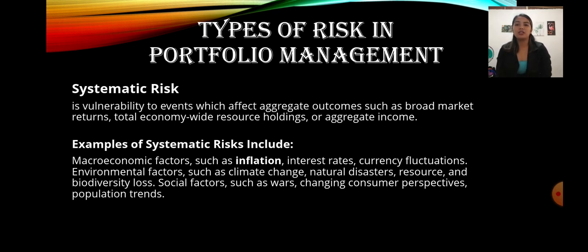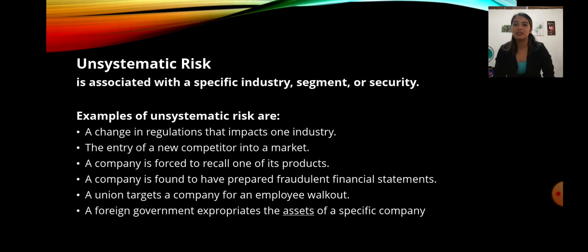We already know what inflation is. Interest rates, currency fluctuations, environmental factors such as climate change, natural disasters, resource, and biodiversity loss. Social factors such as war, changing consumers' perspective, and population trends are examples of systematic risk.